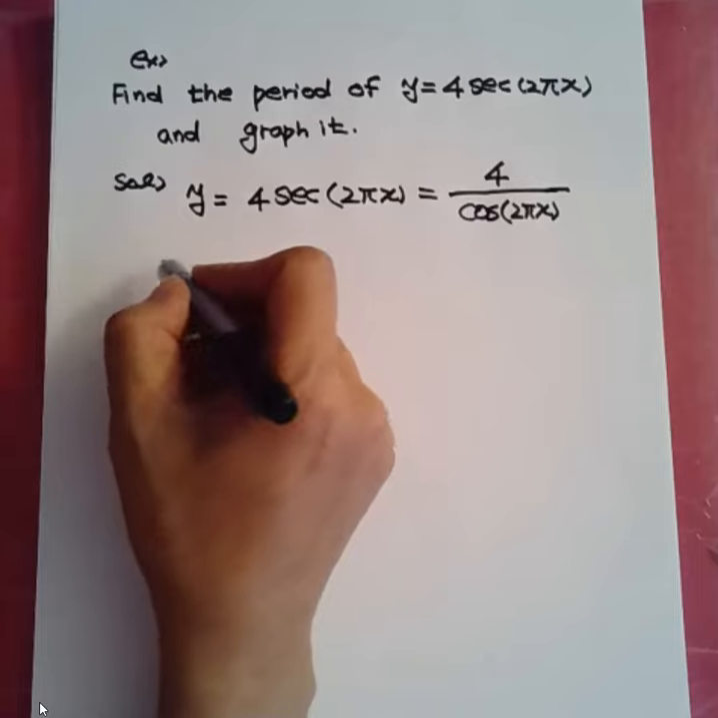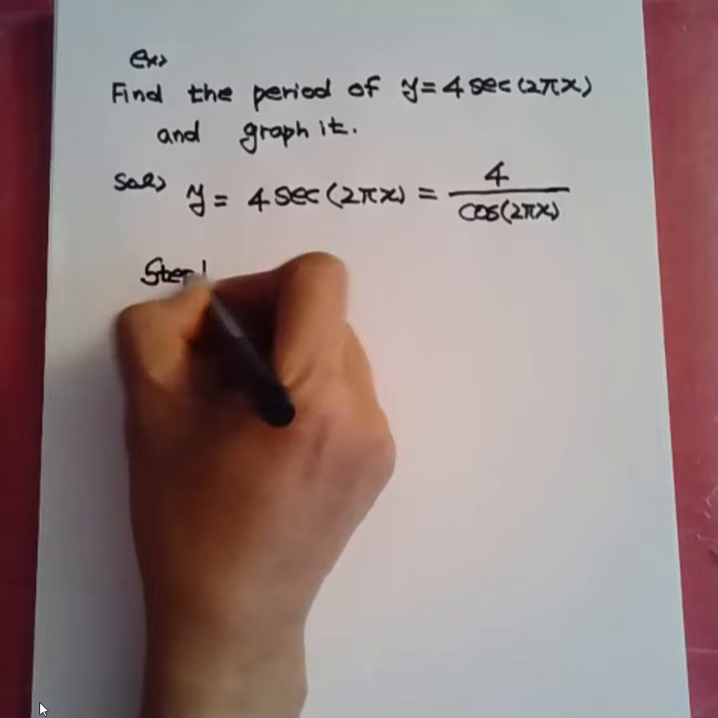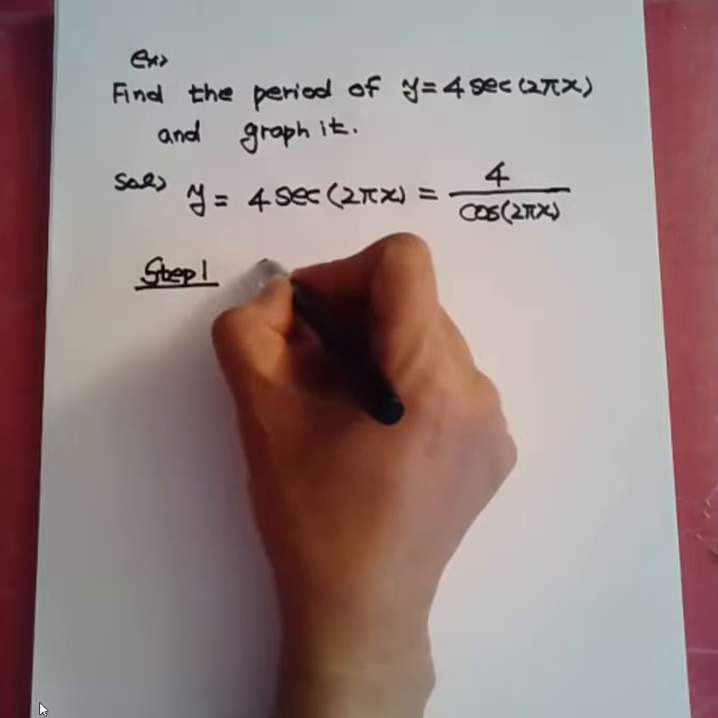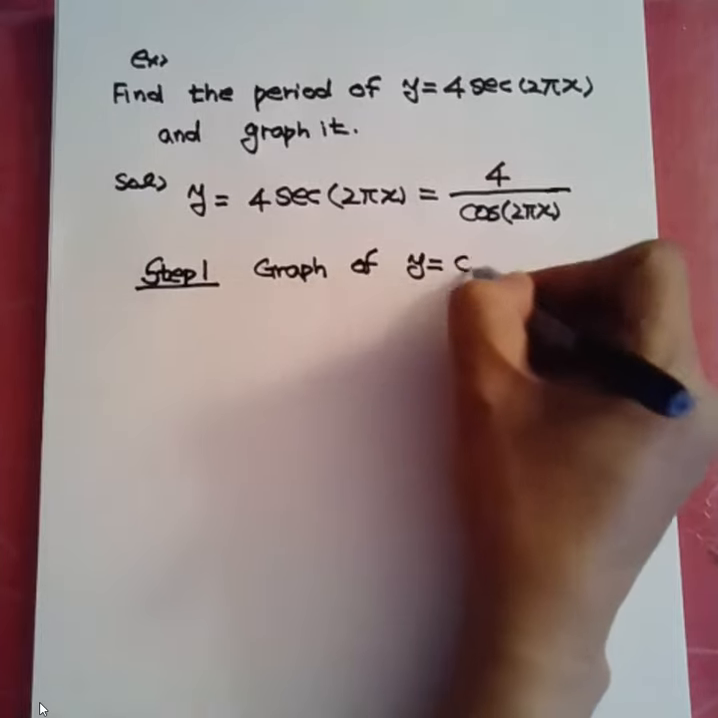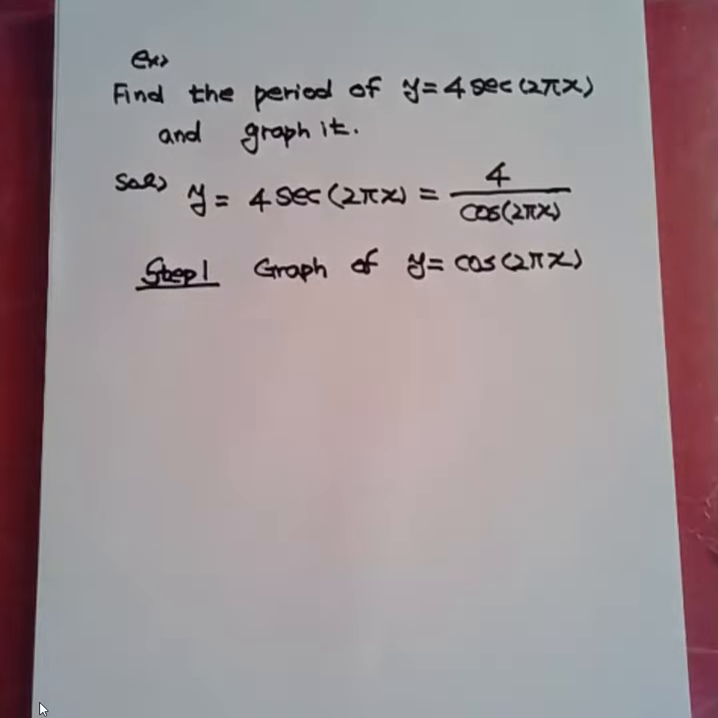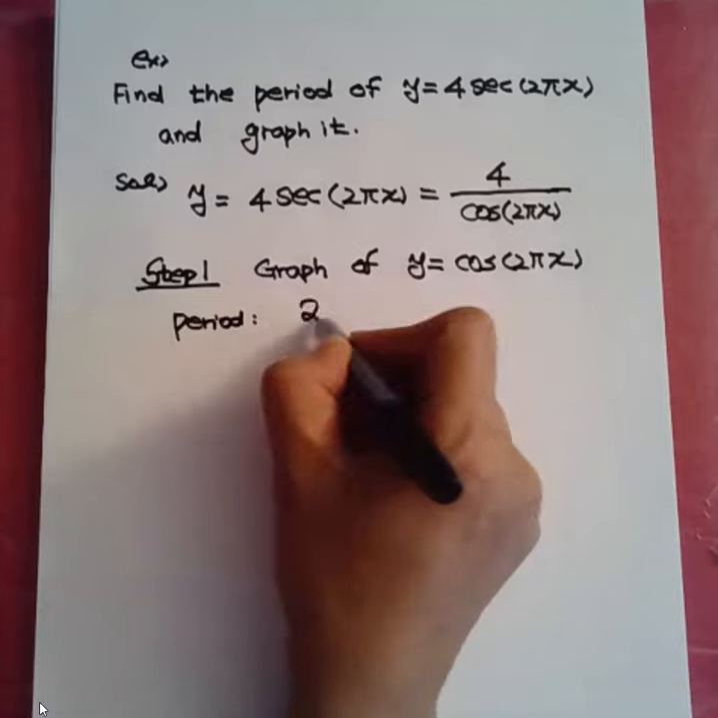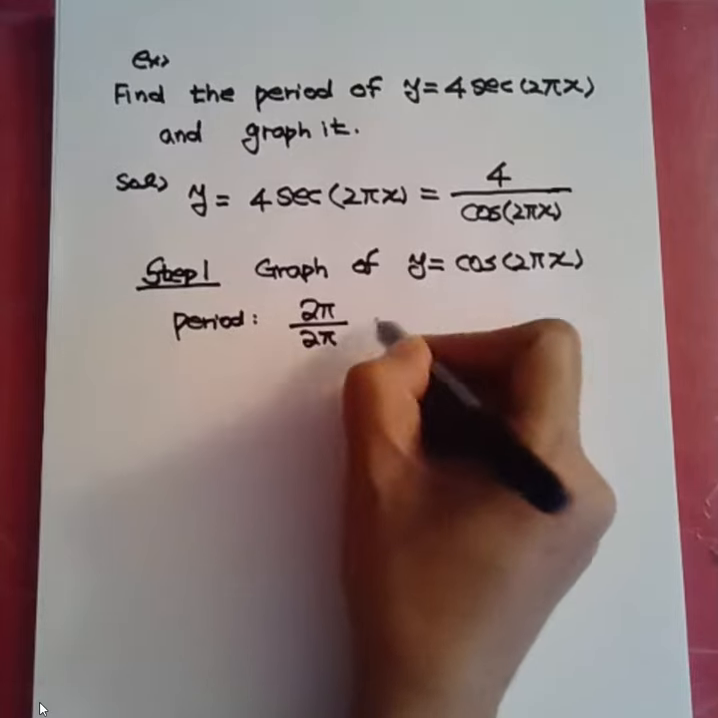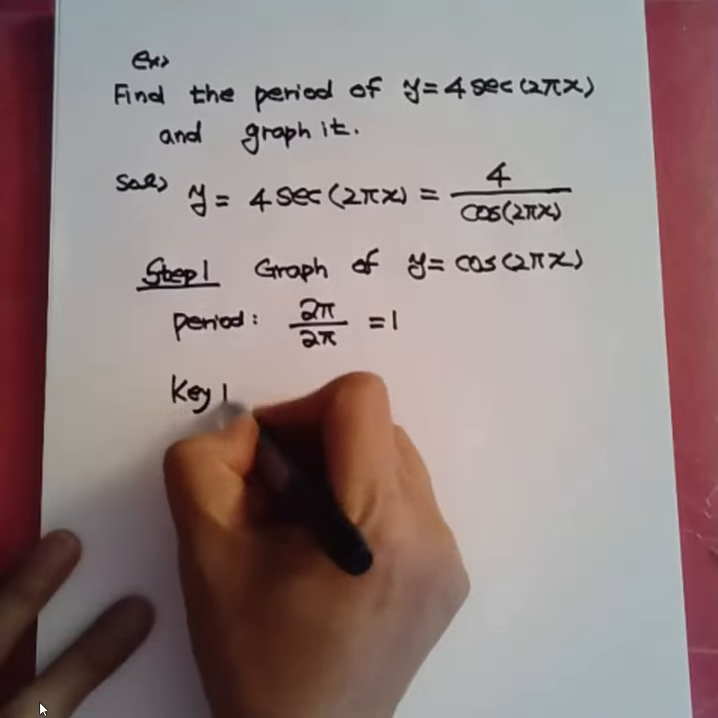To graph the cosine function, let's do just step 1. We want to figure out the graph of y equals cosine of 2 pi x. It has no vertical stretch or any phase shift. It has just an adjustment with the period. Period of cosine was 2 pi over 2 pi. That equals 1. So from here, we figured out the key points.